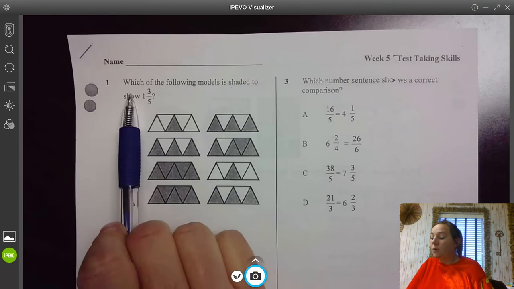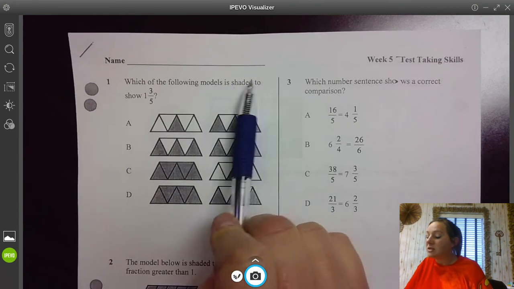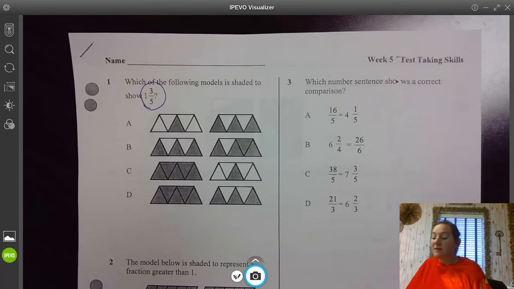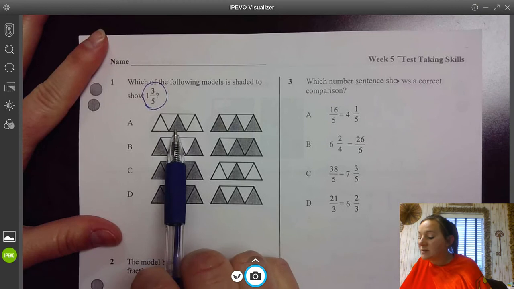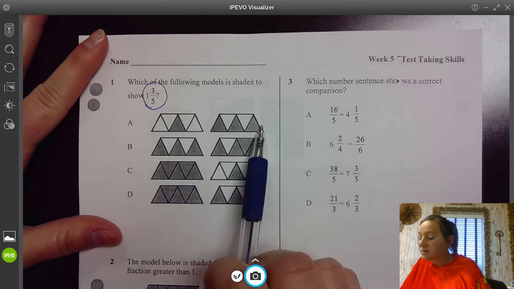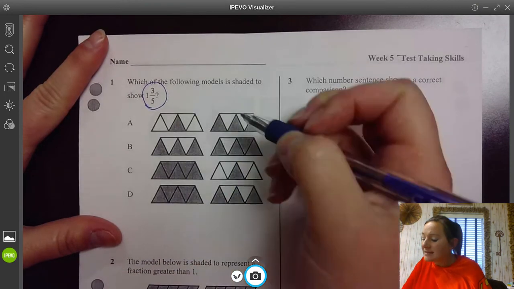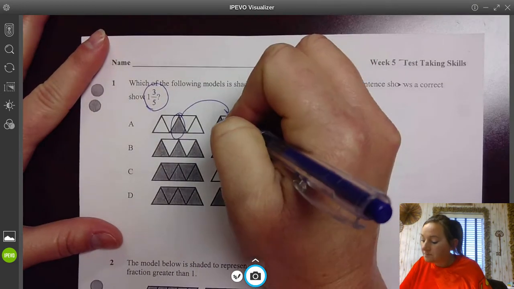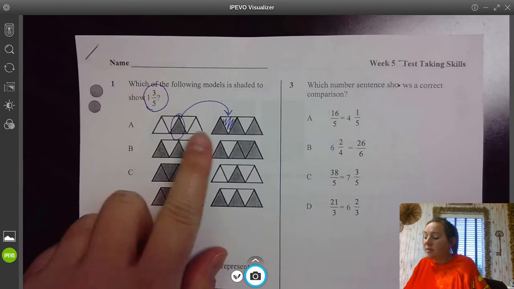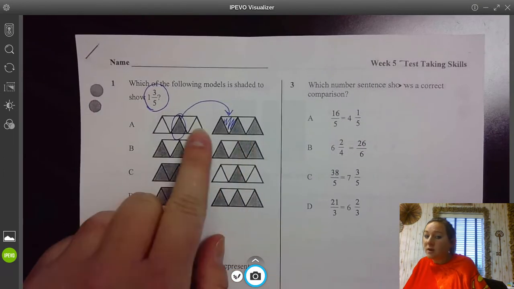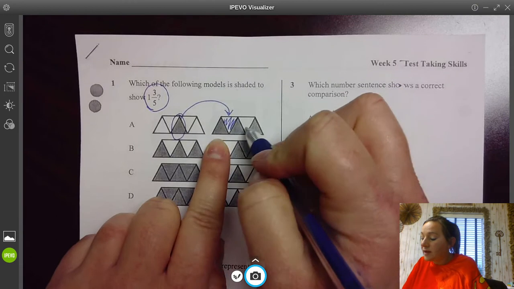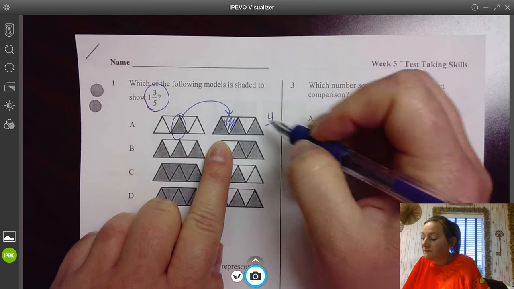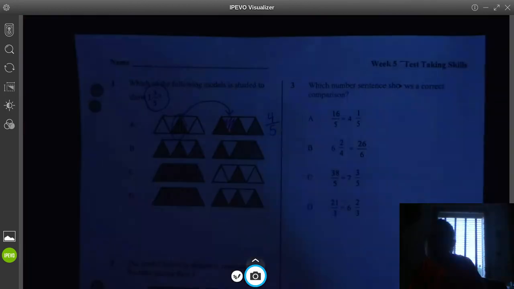All right, so it says, which of the following models is shaded to show 1 and 3/5? Well, if you notice, this one's shaded, this one just has 1, and over here it's 3. Couldn't I just combine these? So I'm going to take this 1 and put it over here. Even if I did move this one over here, this would only represent 4 shaded out of 5 in all, and no wholes.